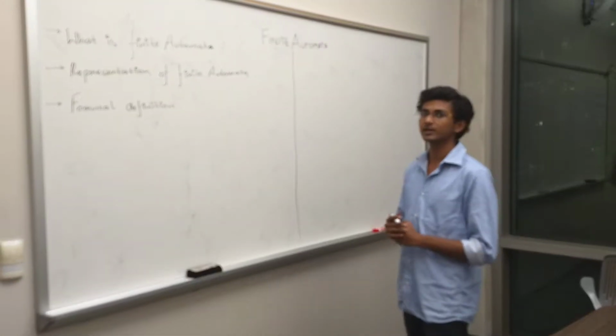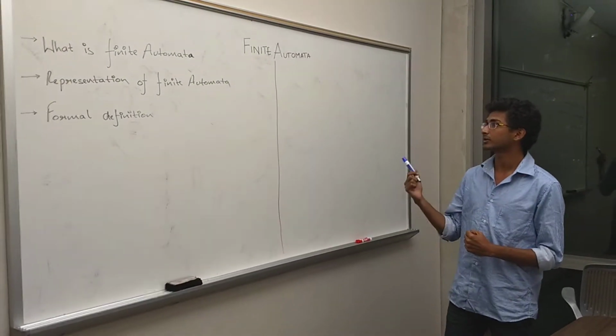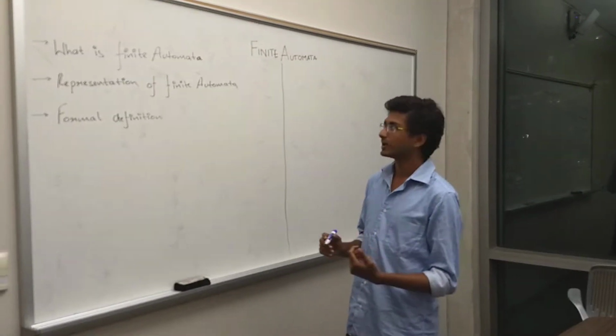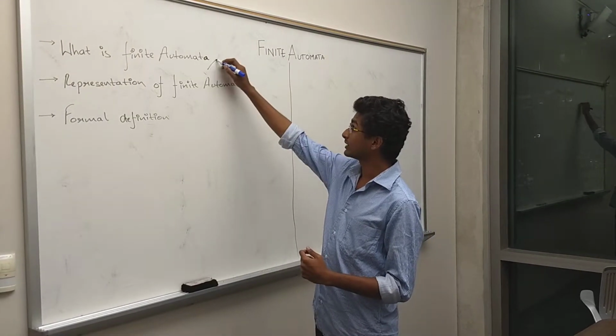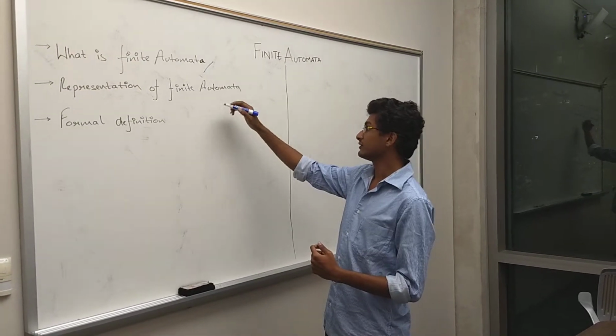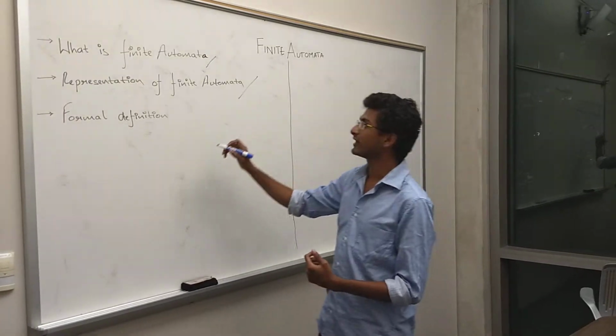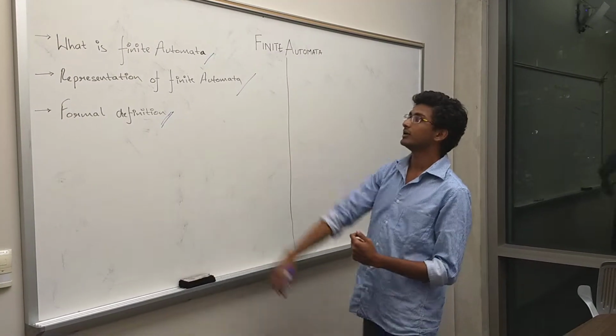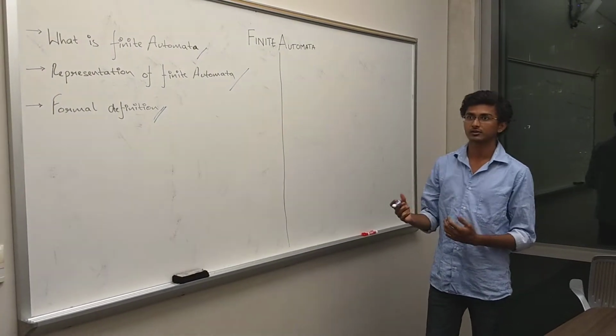And in this video, I'd like to give an introductory level talk on finite automata. I'd like to divide the talk into three parts. First, let's talk about what a finite automata is, then let's see a representation of the finite automata in the second section, and finally, let's end it with a formal definition of finite automata.